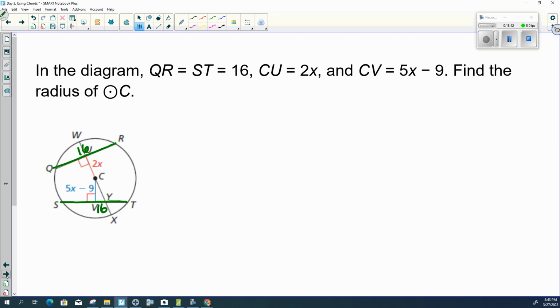Okay, we got more information. CU is 2x. Oh, that's already written in there. And CV, where's my V? Oh, it's also camouflage. CV is 5x minus 9. Oh, they also wrote that in already. Find the radius of circle C.